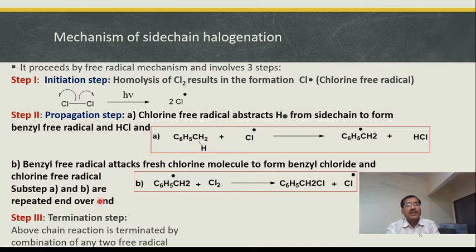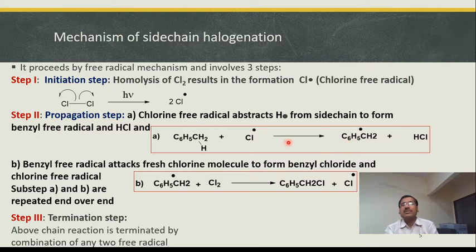And in the next step, what happens? Now the last step is the termination step. The above propagation step is also called a chain reaction. So the above chain reaction is terminated by the combination of any two free radicals. So in your flask, how many free radicals do you have? You have two types of free radical. One is Cl dot, the other one is the benzyl free radical.